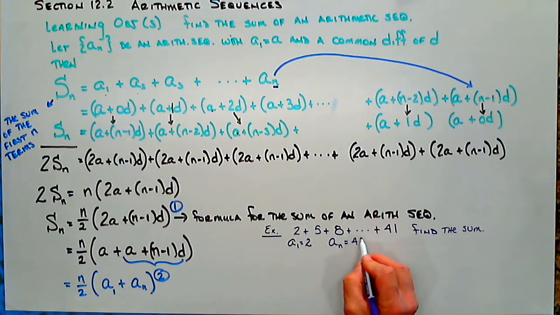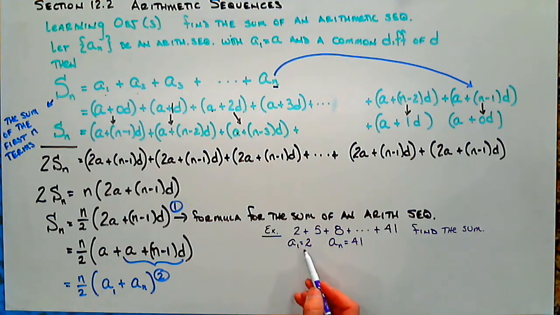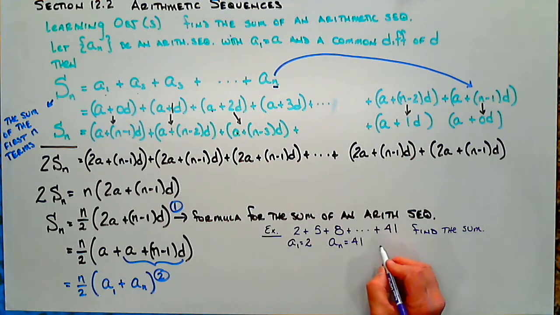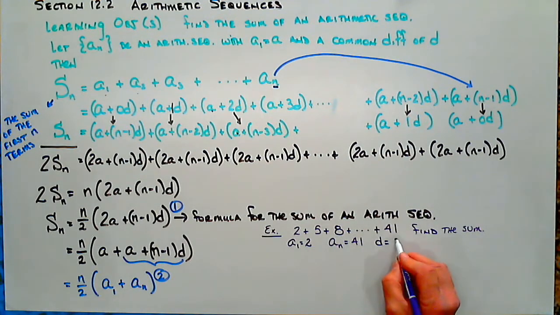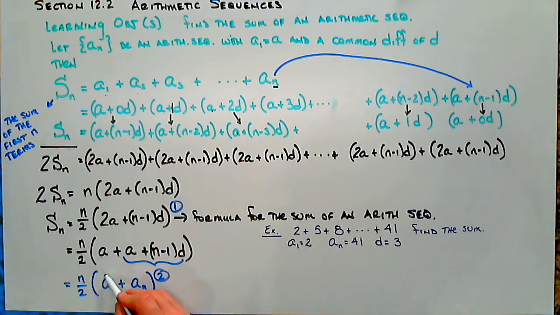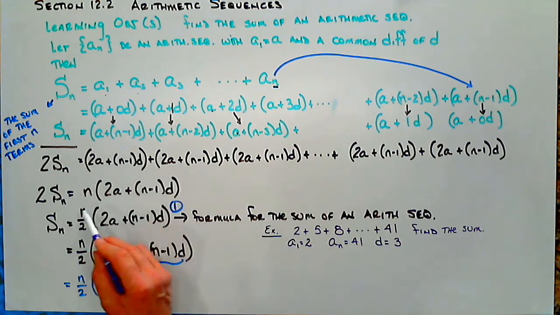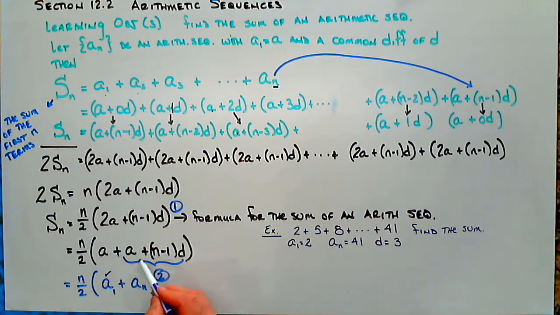is 41. So if you're thinking, okay, I know my first term is 2. I know my last term is 41. We also know what our common difference is, don't we? We know to get from 2 to 5 or 5 to 8, our common difference is 3. So if we start checking things off, we know our first term, so that's there. And it's also in our formula right here. That's A. We know A is 2.